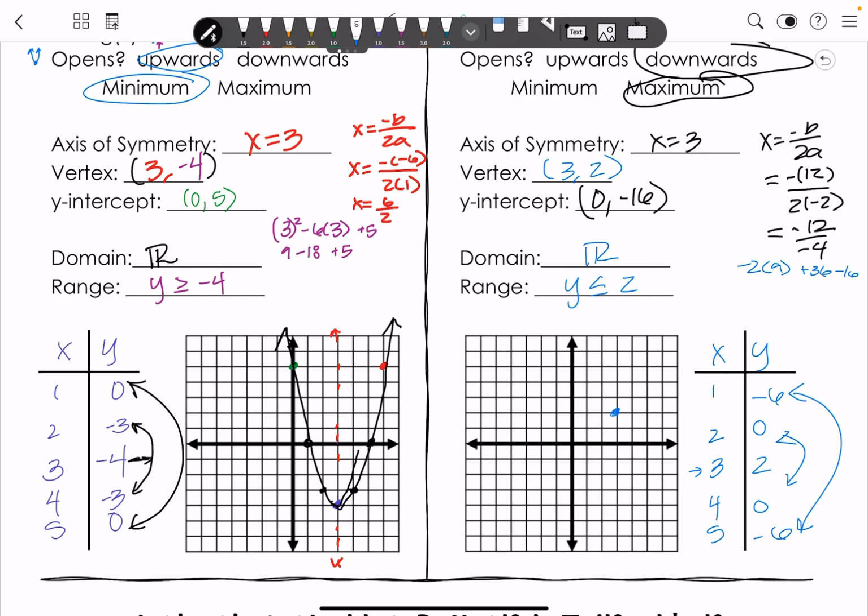3, 2, our new points. And you'll remember that it's going really far out. And we couldn't even graph our y-intercept because of the vertical stretch that we had. And there you have it.